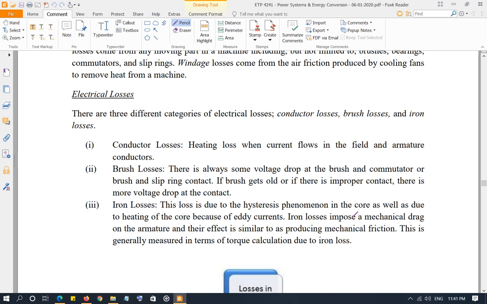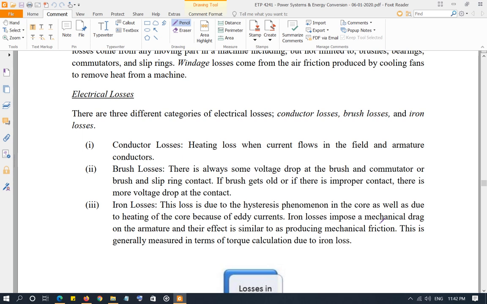The third category is iron losses. Iron losses, as we discussed in chapter number 2, you always have hysteresis phenomena in motors, generators, transformers, any power system where you have magnetism. You have the charging and discharging of dipoles, and due to those you have a hysteresis curve and hysteresis losses. And also you have eddy current losses.